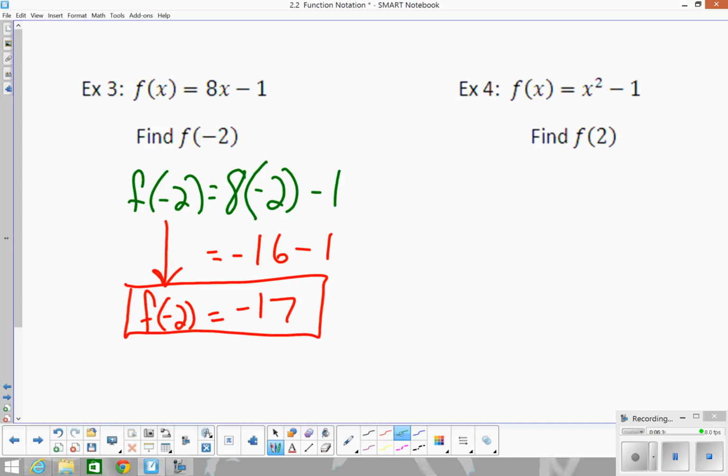Awesome. Why don't you go ahead and try example 4, the money problem. Good luck.